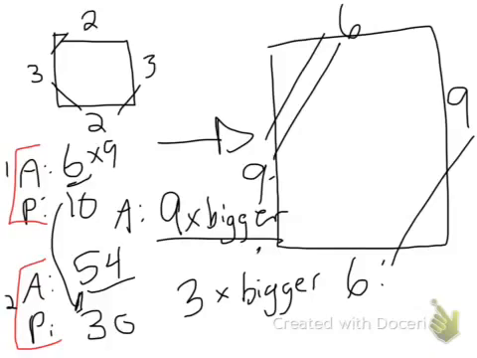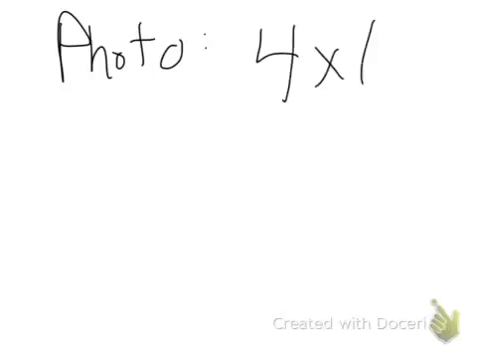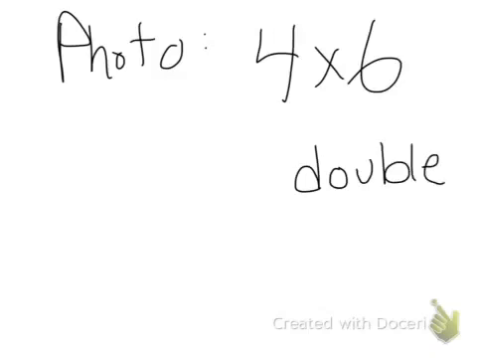So for the practice problem, what I want you to do is this one, and this is from your homework tomorrow, basically. If there is a photo that is 4 by 6, and we're going to double the length, what's the perimeter in the enlarged photo? So we're going to double how big it is. So we'll double each of these. What's the perimeter of the enlarged photo?